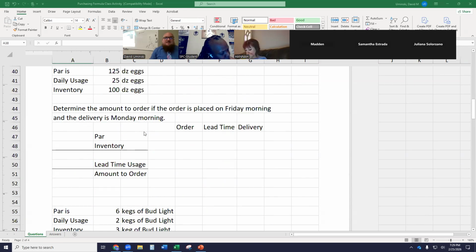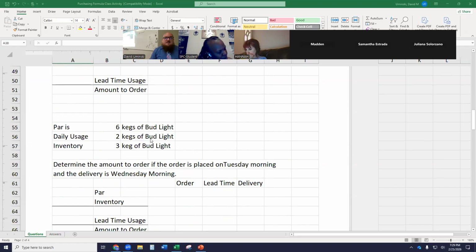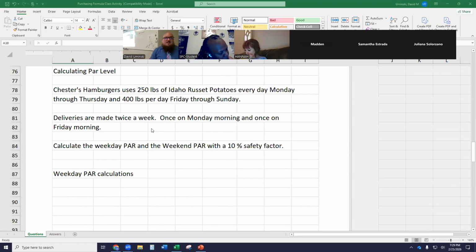All right, so we have another example here of eggs and Bud Light. Let's do this example here, okay? Pulling it all together. We want to look at, we use 250 pounds of potatoes every Monday through Thursday, and then we use 400 pounds every Friday through Sunday, okay? So we want to calculate the weekday and weekend par. We want to use a 10% safety factor.